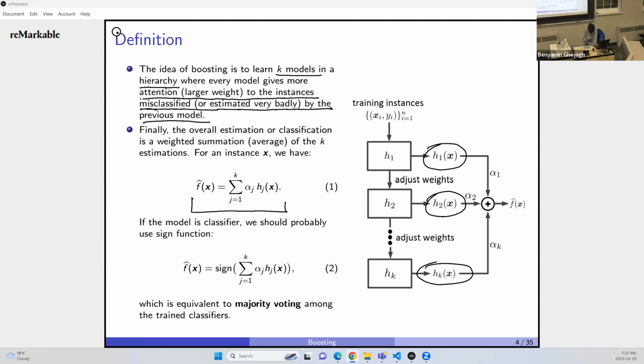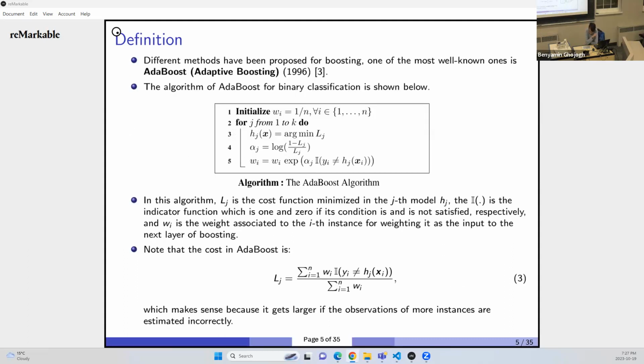The aggregation is a weighted linear combination of them with weights alpha 1, alpha 2 until alpha K. So alpha 1 H1 plus alpha 2 H2 until alpha K HK. We add them, and it gives us F hat of X, which is the final estimated value. If the model is a classifier, then we can use sign. So we aggregate them and then use sign to become either +1 or -1 for classification, for example. Or we can do majority voting, right? Different methods.